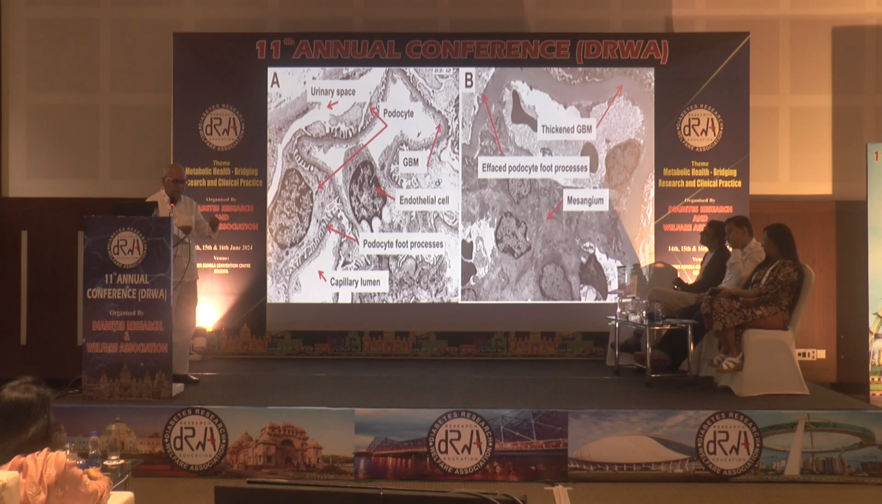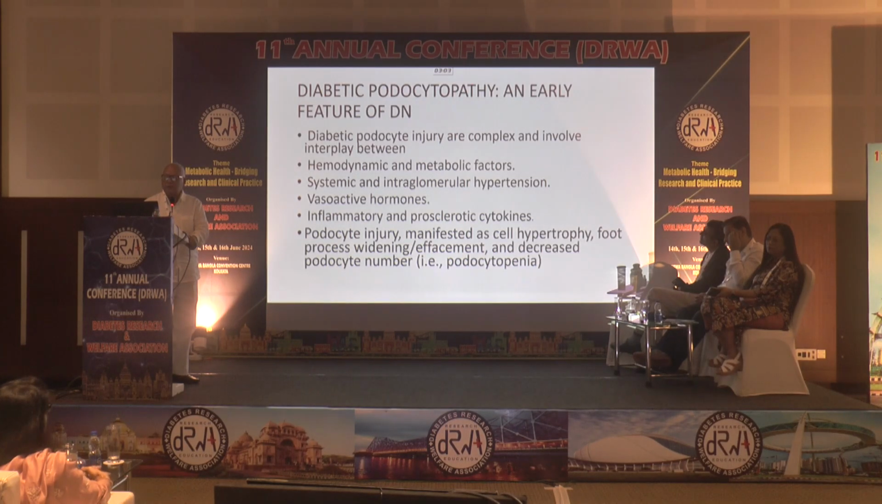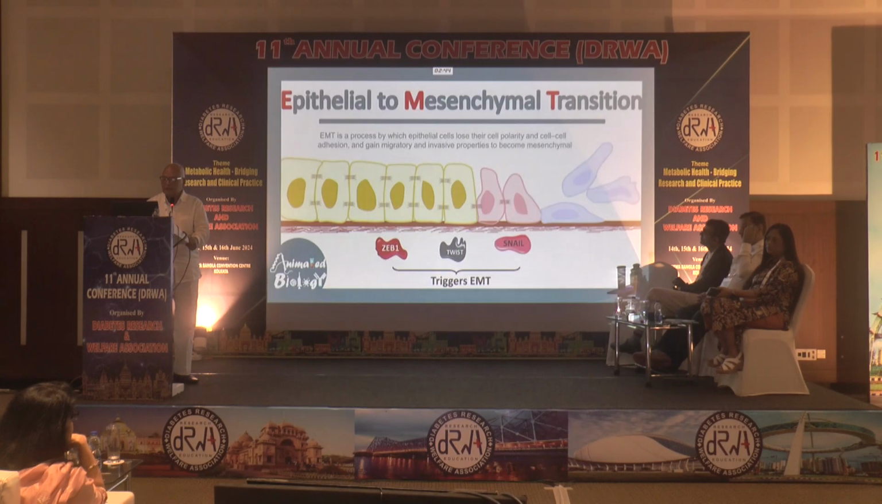They repel. But the moment inflammatory changes occur, they retract. And when they retract together, then they leak into the urine. This is called podocytopathy, another branch of science. There's injury, and there are hemodynamic changes. There is systemic intraglomerular hypertension, and this is manifested as cell hypertrophy, foot processes widening, leading to podocytopenia.